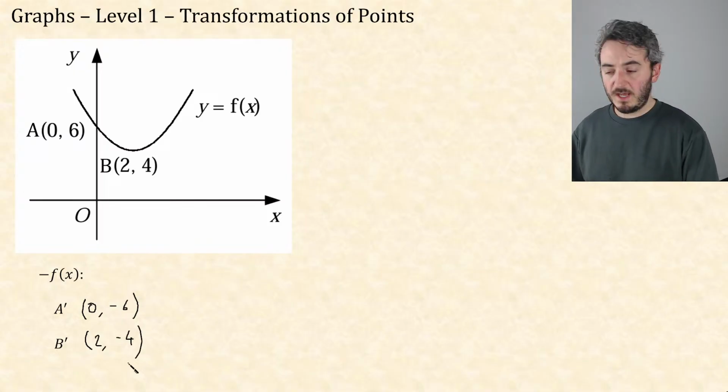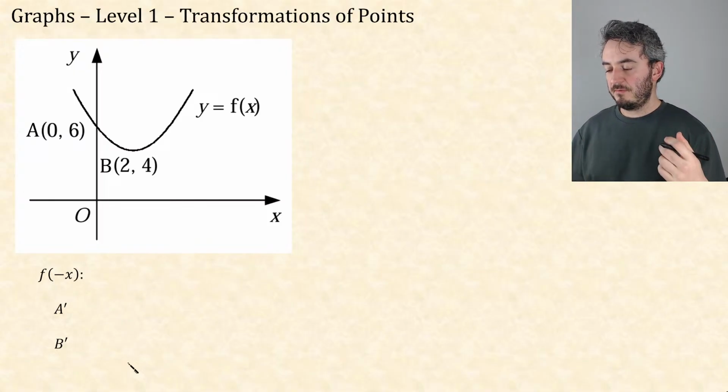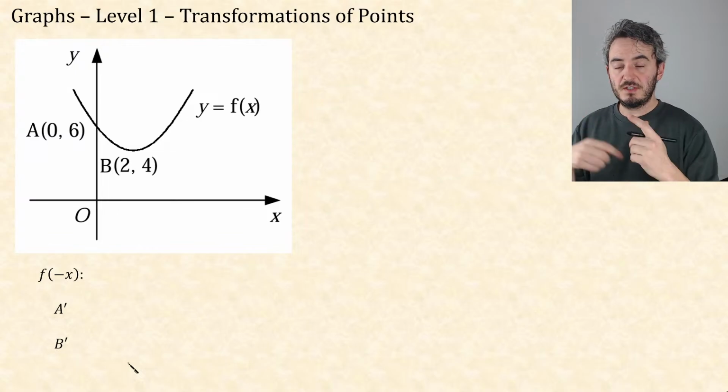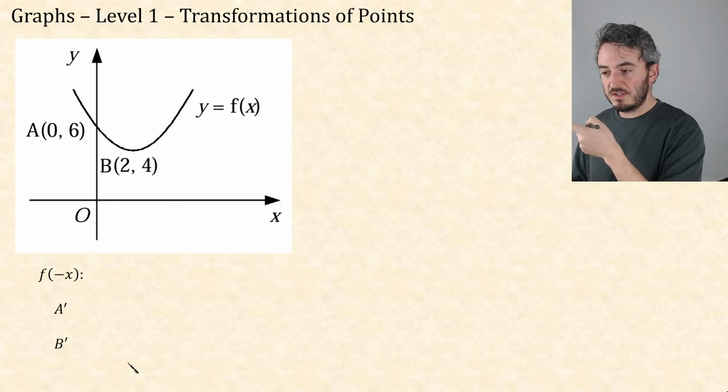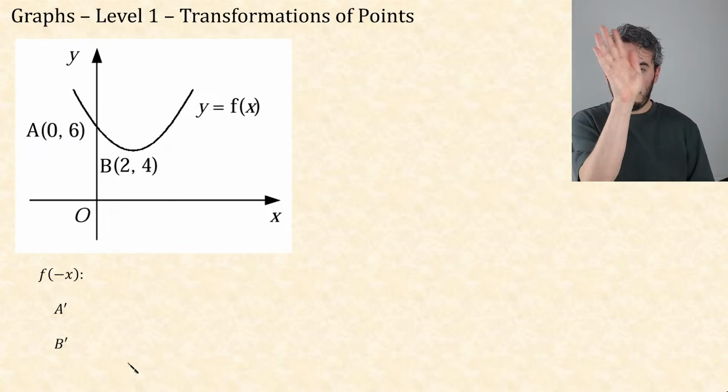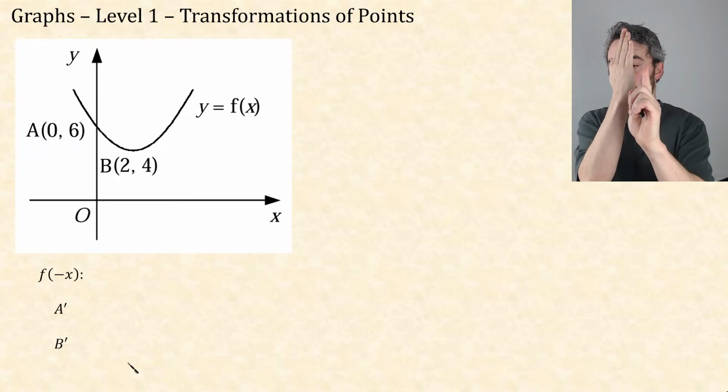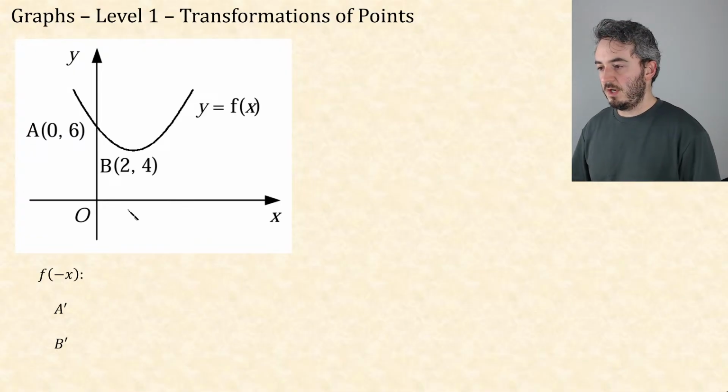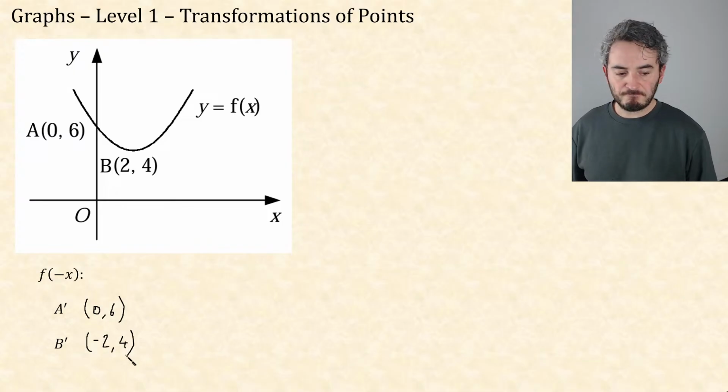Okay, then we've got f of minus x. So it's inside, so it's affecting x values. So it is a side-to-side one, but that is therefore a reflection in the y-axis. So the x value here gets multiplied by minus 1, but that does nothing. The x value here gets multiplied by minus 1, and the y value stays the same.